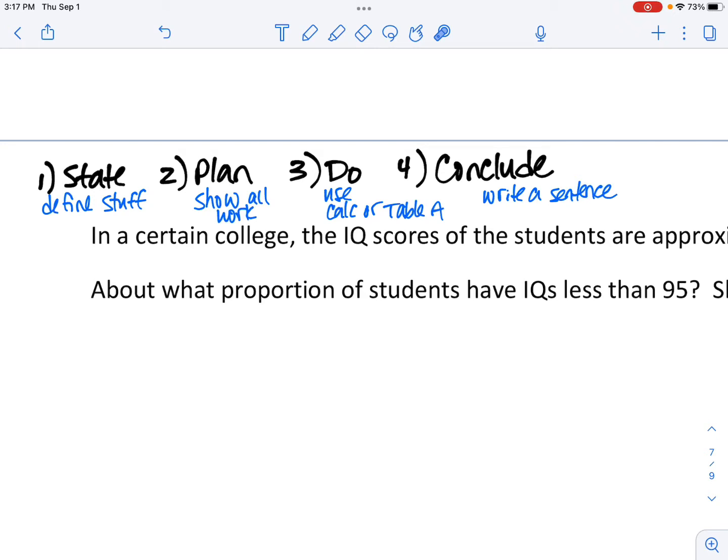So basically what state means is define stuff. And when I do this question, I'll refer up to this. Plan means you show all your work, you find a Z-score, you do conversions, you have correct notation. The do is when you actually use your calculator, or we talked about you can use your calculator or table A to look up proportions. And then step 4, very important, conclude.